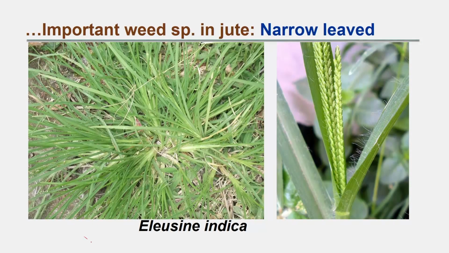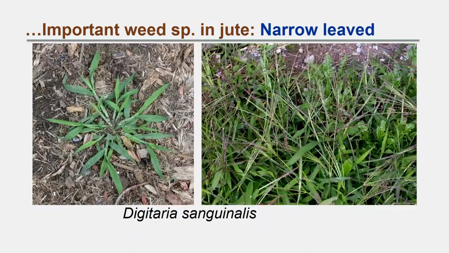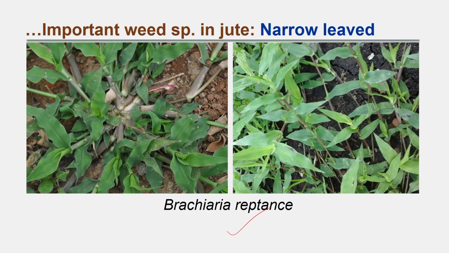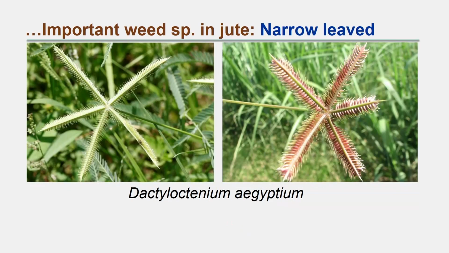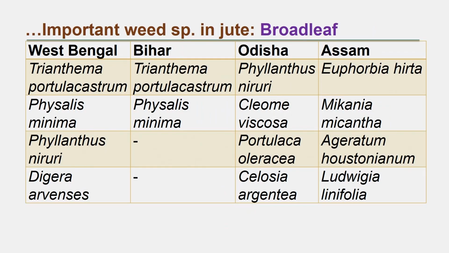And you can see this is Eleusine indica for identification. This is Digitaria sanguinalis. You can see Brachiaria reptans and Cynodon dactylon. Many of you might have seen this doob grass, and this is Dactyloctenium aegyptium. And you can see some dicot weeds also in different states. So they are Trianthema portulacastrum, Physalis minima, Phyllanthus niruri, Digera arvensis, Celosia argentea, Ludwigia and Mikania. So variety of broadleaf weeds are there across the states.